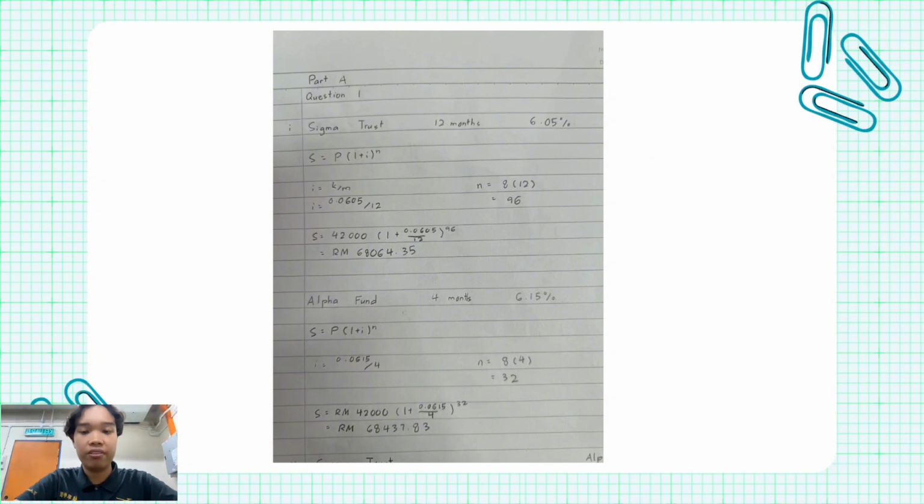Next, for Alpha Fund, the same 42,000 ringgit is invested, but the interest rate is 6.15%, and it is compounded every quarter. Using the same formula, the final amount for Alpha Fund is 68,437 ringgit and 83 cents. So overall, Alpha Fund gives a slightly higher return compared to Sigma Trust.